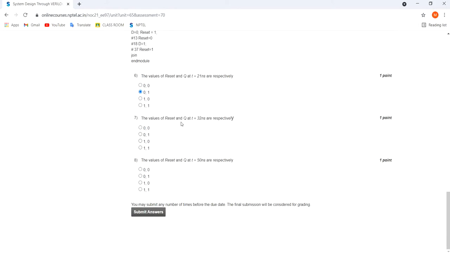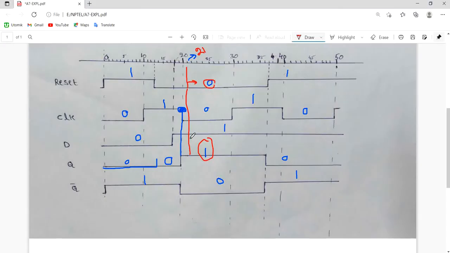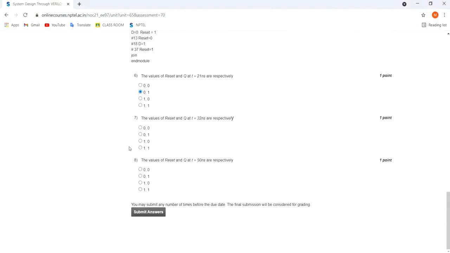Okay, then the values of reset and Q at t equals 32 nanoseconds respectively. At 32 nanoseconds, the reset is 0, and the Q is equal to 1. So the answer is 0, 1. So 0, 1 is option B. It is available in option B, so we have to take that.